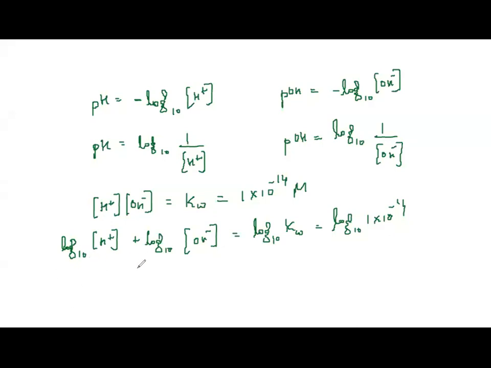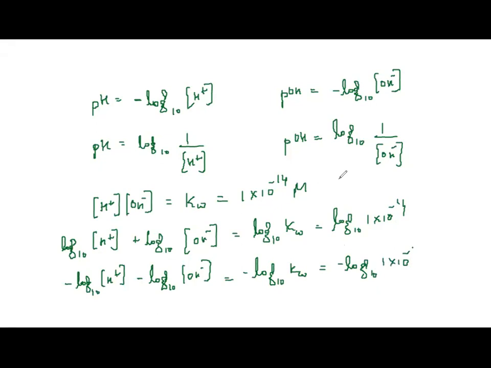Okay. Now what do you do? Take the minus sign everywhere. So minus log to the base 10 of H plus ion concentration minus log to the base 10 of OH minus ion concentration is equal to minus log to the base 10 of Kw, that is equal to minus log to the base 10 of 1 into 10 raised to minus 14.